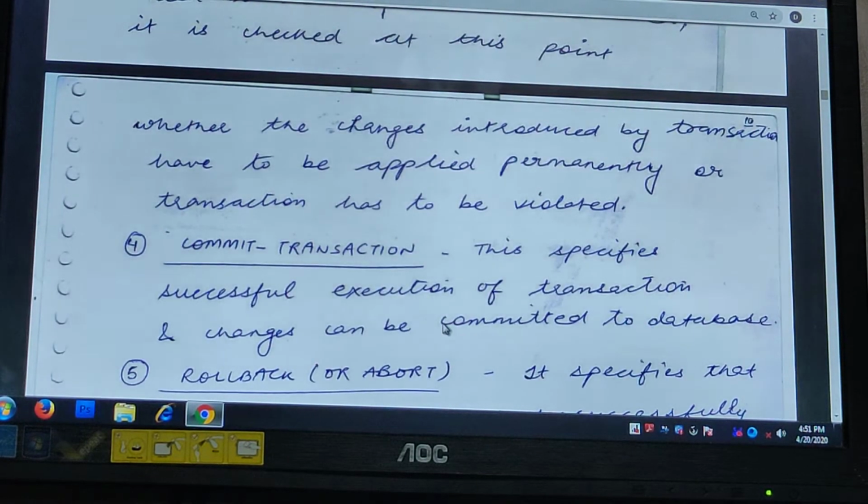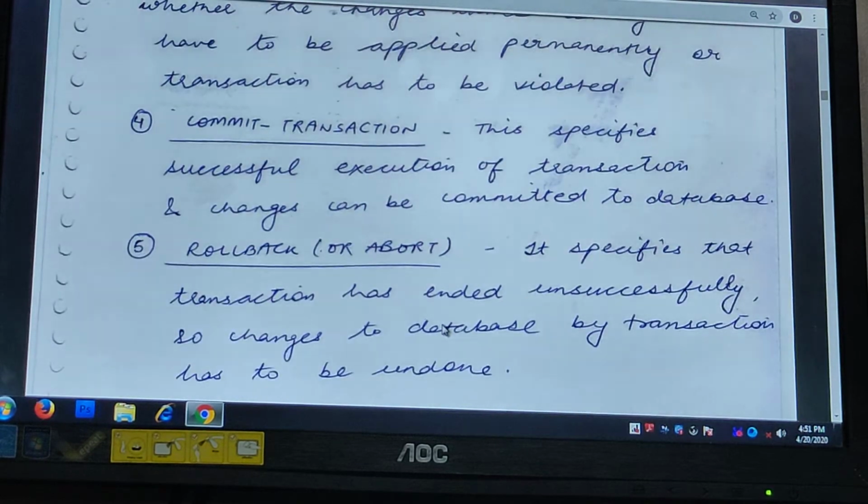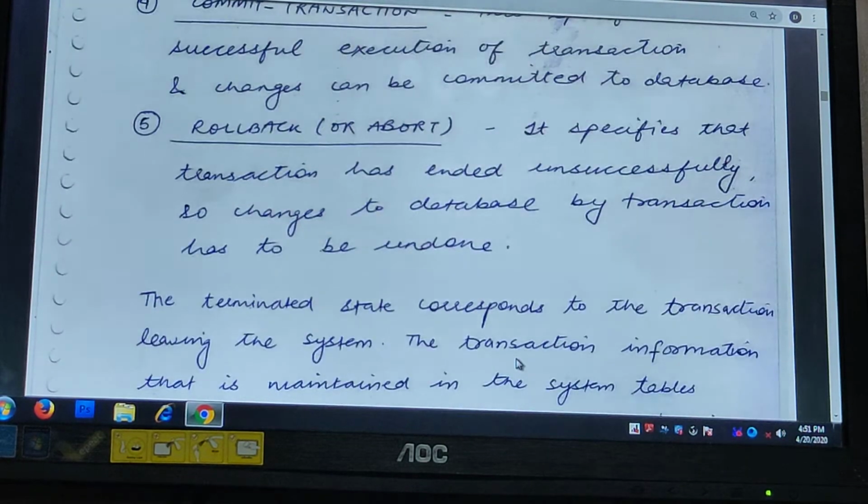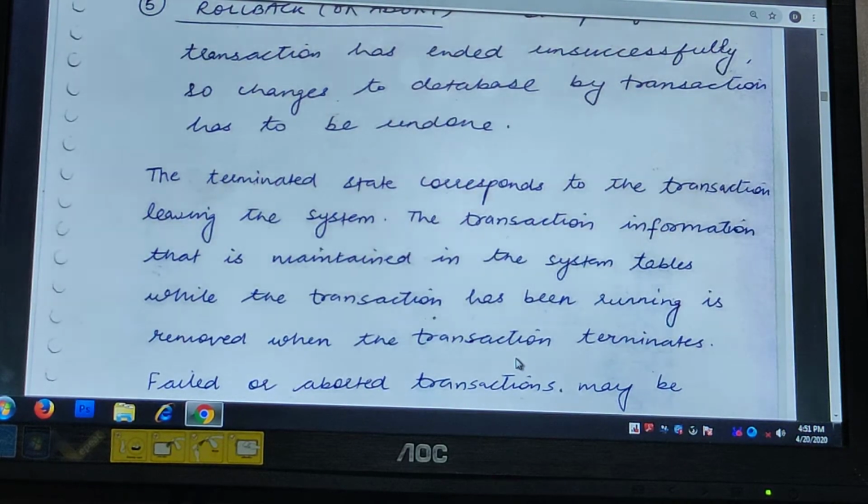Commit transaction means that our transaction has successfully executed and all the changes are committed to the database. Rollback: our transaction enters the rollback, abort or failed state when the transaction is unsuccessful and has failed. The terminated state means that the transaction is now leaving the system.